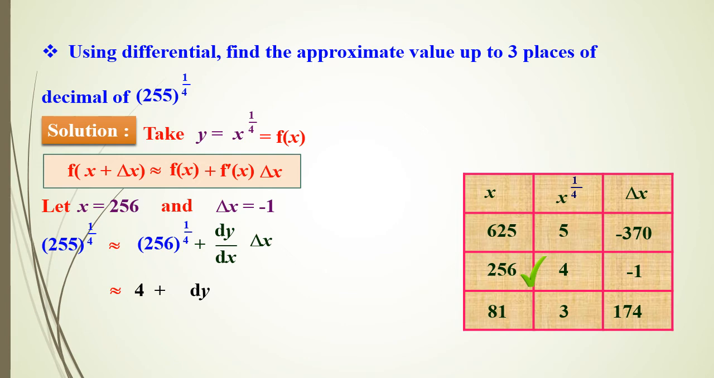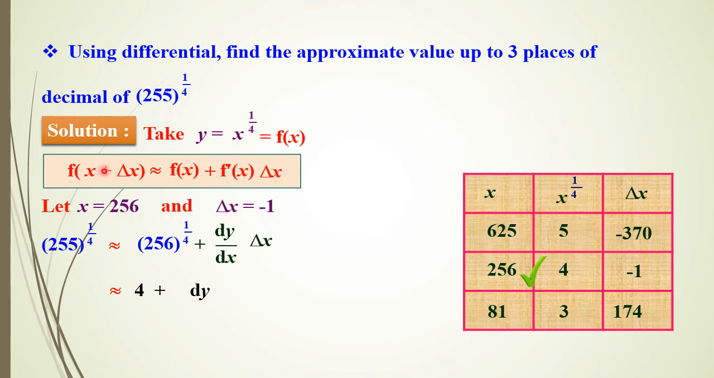Therefore 255 can be written with x equal to 256 and delta x equal to -1. In 256, after subtracting 1, again we will be getting back the original term 255. But 255 is not a perfect fourth power; 256 is the fourth power of a number. So x equal to 256 and delta x equal to -1.